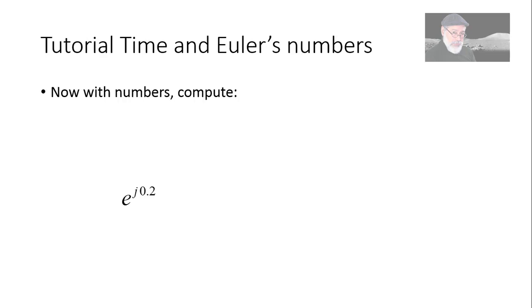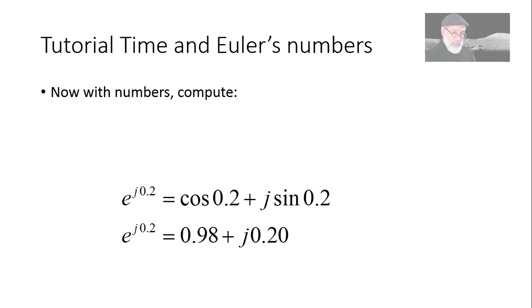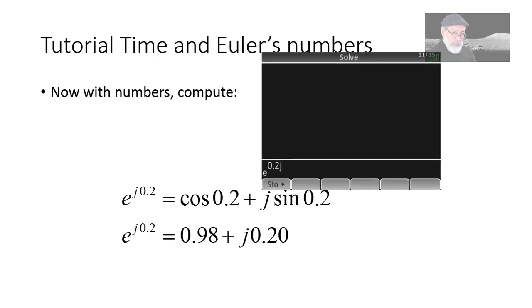Tutorial time with Euler's numbers. Let's do something with numbers. Compute the exponential of j 0.2 radians. That is cosine of 0.2 radians plus j sine of 0.2 radians. That is 0.98 real part plus j 0.2 imaginary part. Let's do that with a calculator, shall we?